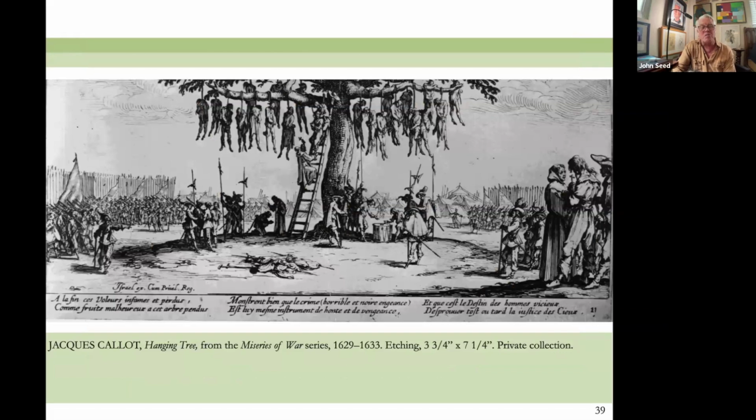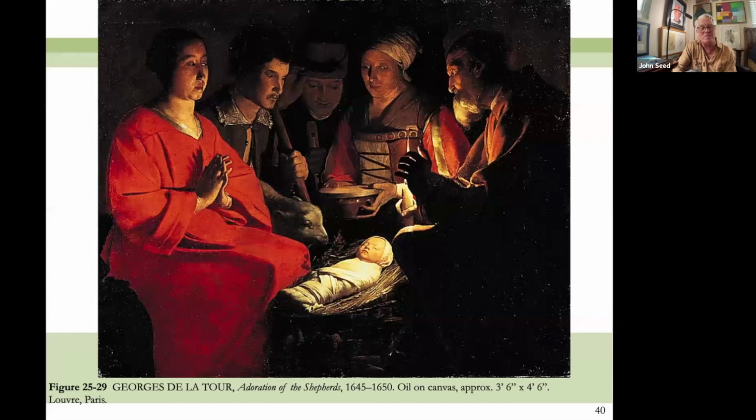Callot, in a series of etchings, The Miseries of War, was maybe what you could call the first documentary filmmaker. Made a whole series of these etchings that were distributed that tried to give people some of the realities of what happened in war. In this case, a mass hanging from a tree. But printmaking was a great way of multiplying the image before photography. And of course, Goya would be inspired by this series.